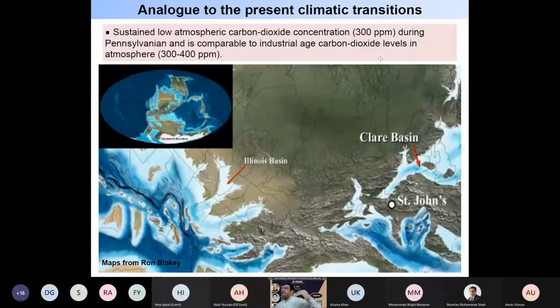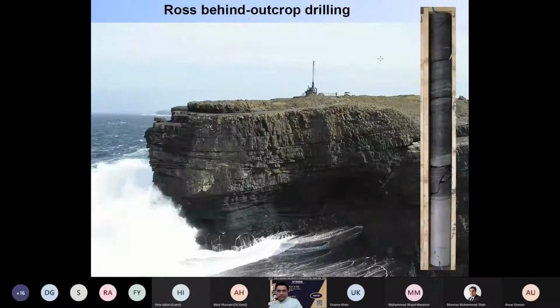After the Pennsylvanian, we have the Permian, which was a global hothouse, and atmospheric CO2 concentration was quite high. So by studying such formations, you can have a window into the past for the current climatic transition, because we are experiencing a climate shift from icehouse to hothouse or greenhouse, whichever you prefer.